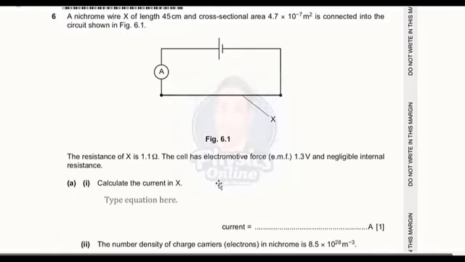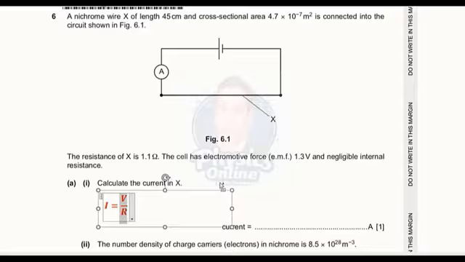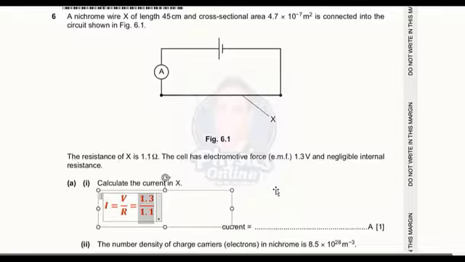A nichrome wire X of length 45 centimeters and cross-section area 4.7 times 10 power negative 7 meters squared is connected into the circuit shown in figure 6.1. The resistance of X is 1.1 ohm. The cell has electromotive force EMF 1.3 volts. Calculate the current. We use the equation of current: I equals V over R, which is 1.3 divided by 1.1, giving 1.18 ampere.